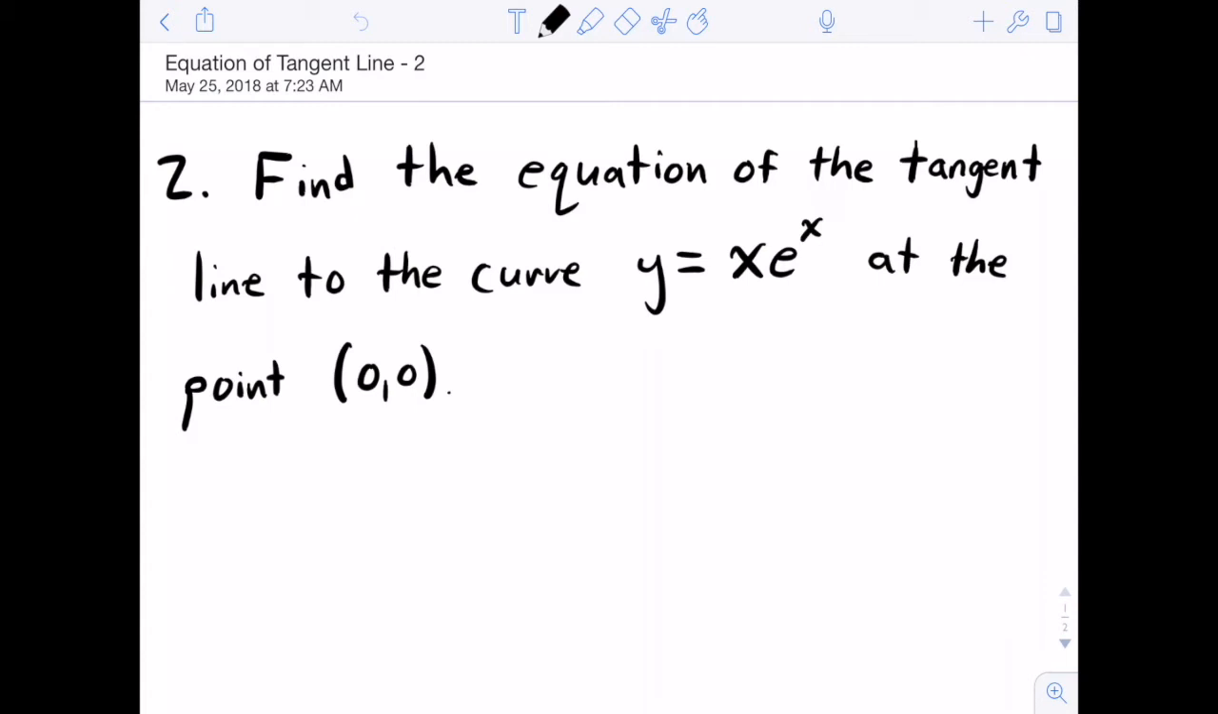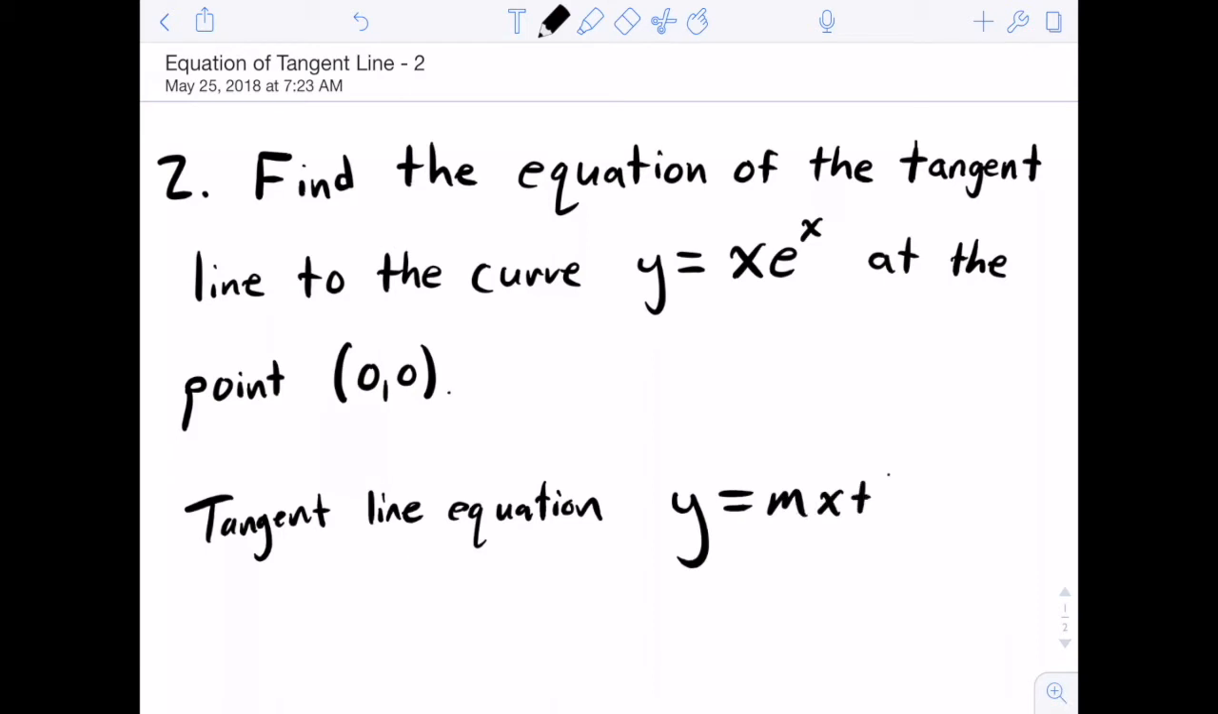So what we're going to do is, we want the tangent line, and its equation will be of the form y equals mx plus b. And again, the m means slope, and the b is the y-intercept.